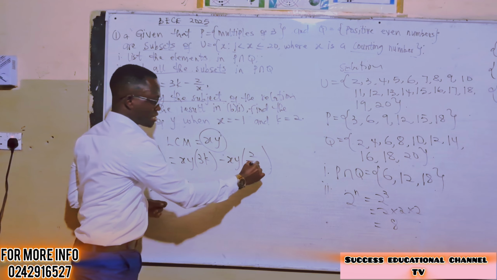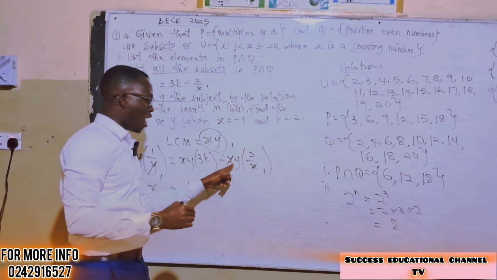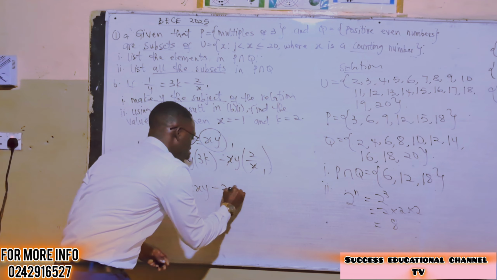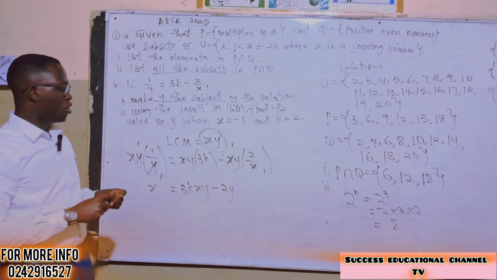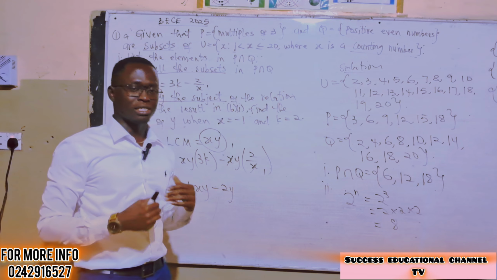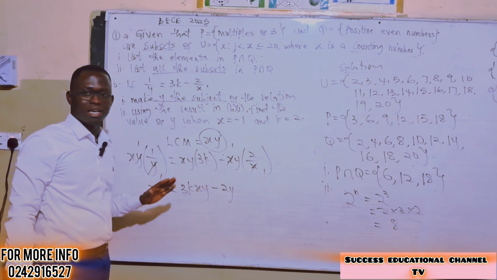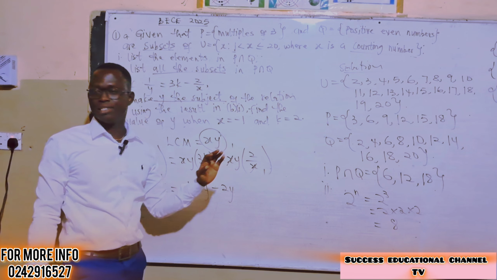Minus x divides itself once, x divides here once. Y times 2 gives us 2y. Now we multiply through by the LCM of the denominators just so we can have a linear equation, an equation in the form of a line.